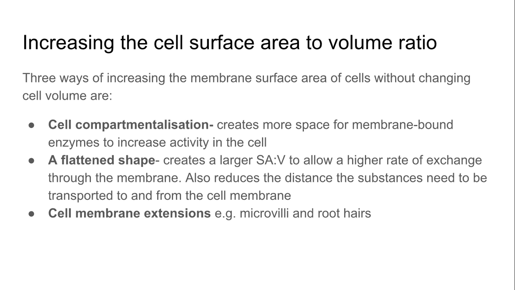Second, having a flattened shape creates a larger surface area to volume ratio. This increases the rate of exchange through the membrane, and it also reduces the distance that substances need to be transported. And third, sometimes we also see cell membrane extension. So we can see microvilli and root hairs coming off the cell membrane, and this increases the cell surface area, allowing materials to diffuse and move faster.